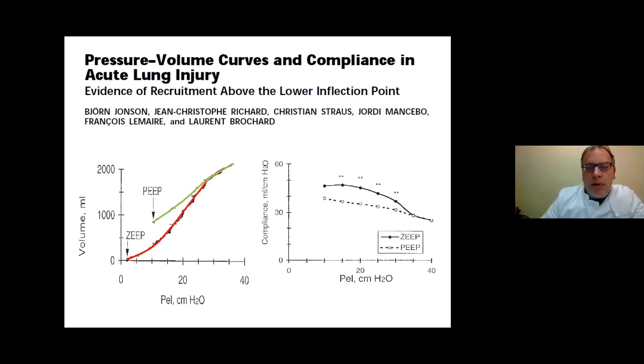If you start from a PEEP level that is able to avoid expiratory de-recruitment, the relationship between the volume and the pressure increase is completely different, it is now linear. And what is really interesting is that if you compute compliance in the same pressure range between 10 and 30 centimeters of water, you see that the compliance value is much higher, the slope of this relationship is much higher when you start from ZEEP than when you select the optimal level of PEEP.